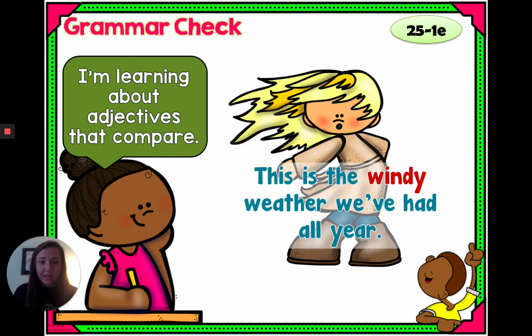This is the windy weather we've had all year. If they're talking about the weather for all year, they're talking about more than 2 days. If so, what do you need to add to the end of our adjective windy? This is the windiest weather we've had all year. Notice they dropped the Y, added the I, and the EST because they're comparing 3 or more days of the year.